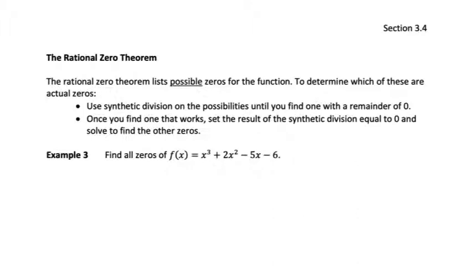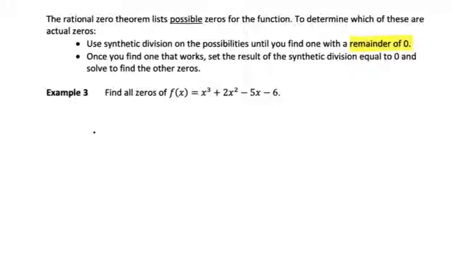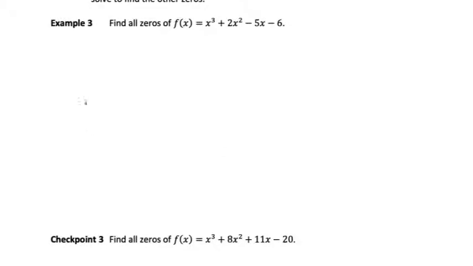Once we find one that works, then we set the result of the synthetic division equal to 0 and solve to find the other zeros. So again, the key idea here is we're looking for a remainder of 0. So we're going to do example 3 here from the textbook. These are one of the more complicated problems that we're going to see in this class.